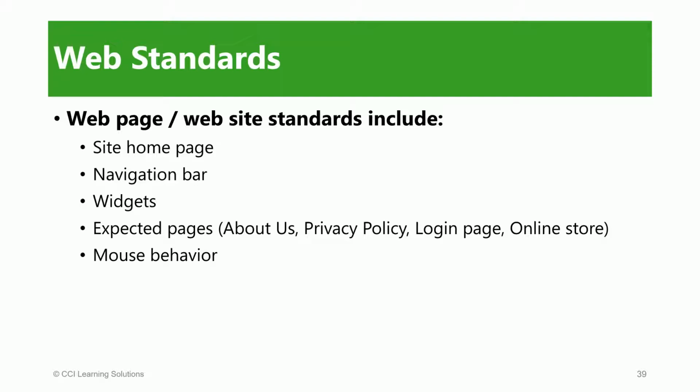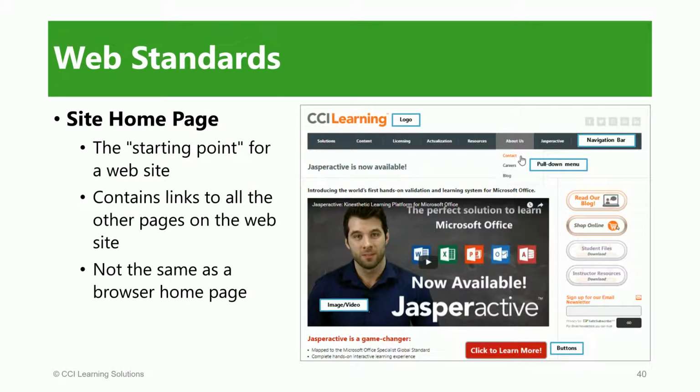Web page or website standards include site home page, navigation bar, widgets, expected pages, so about us, privacy policy, login page, online stores, and mouse behavior. So a home page, the starting point for a website, contains links to all the other pages on the website, not the same as the browser home page.